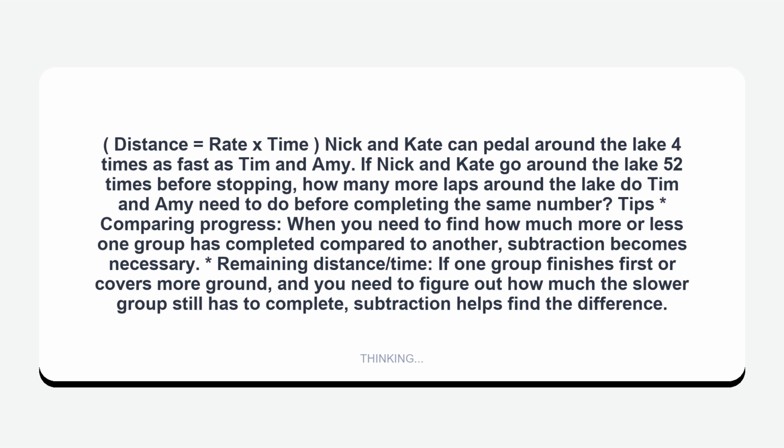Nick and Kate can pedal around the lake 4 times as fast as Tim and Amy. If Nick and Kate go around the lake 52 times before stopping, how many more laps around the lake do Tim and Amy need to do before completing the same number? Tips: comparing progress. When you need to find how much more or less one group has completed compared to another, subtraction becomes necessary. Remaining distance or time: if one group finishes first or covers more ground, and you need to figure out how much the slower group still has to complete, subtraction helps find the difference.